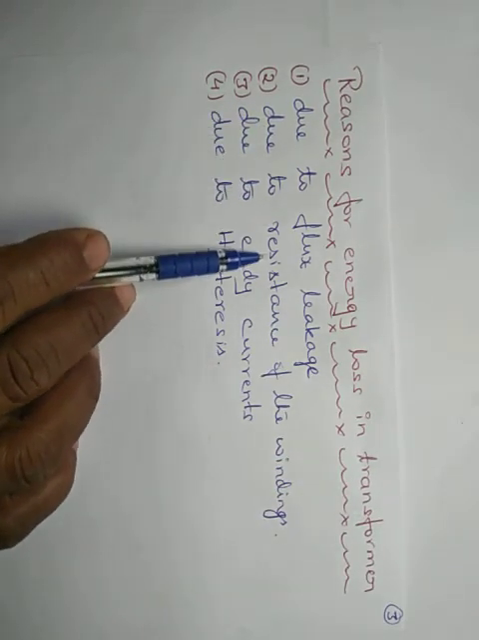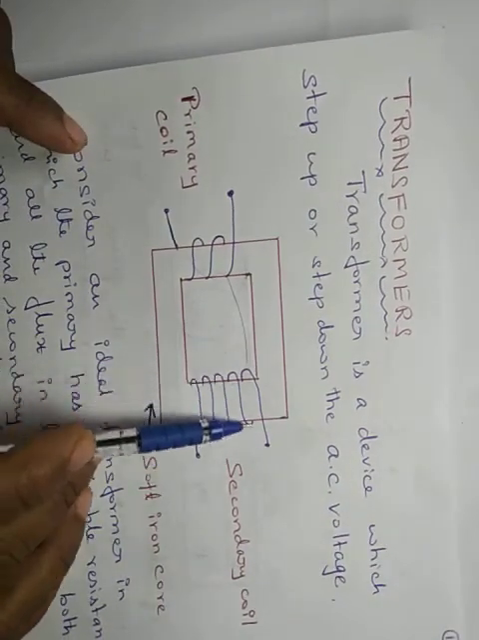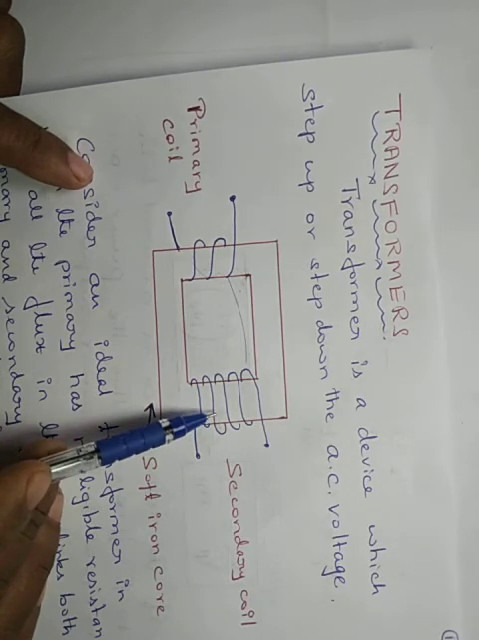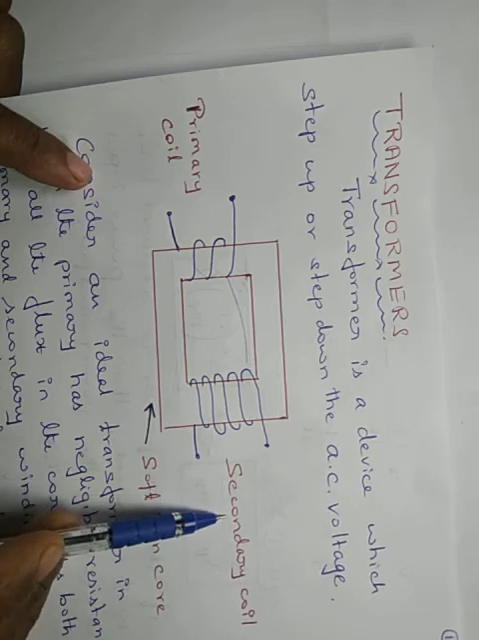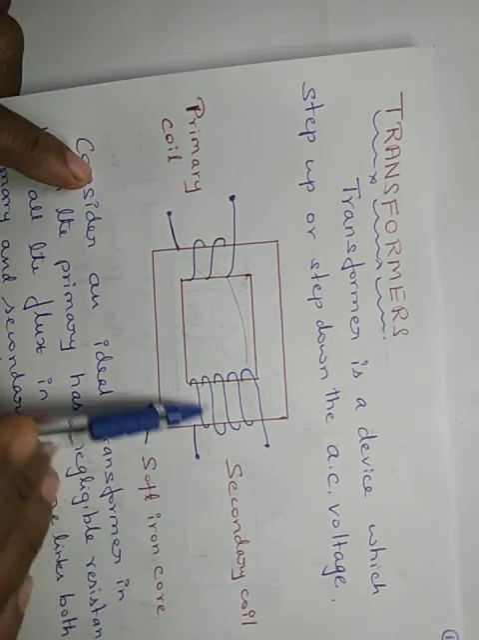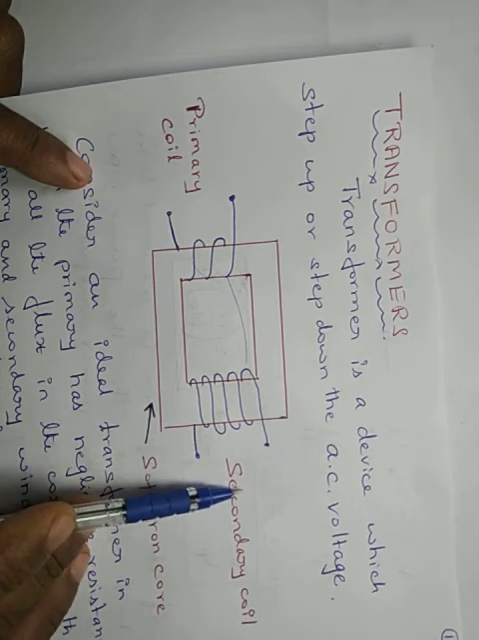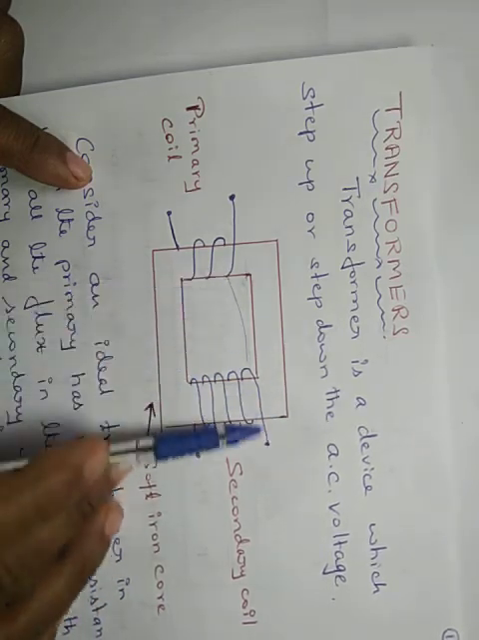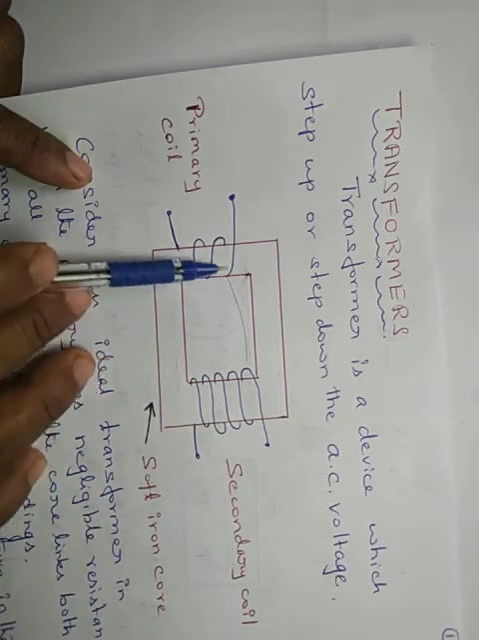Similarly, the second point is due to the resistance of the windings. If the resistance of these windings is more, the energy will be lost in the form of heat. So, you may get a lesser amount of voltage than you calculated. You may not get the same amount of voltage as you calculated using the equation. That is due to these reasons. The first one is due to the flux leakage, the second one is due to the resistance in the windings.